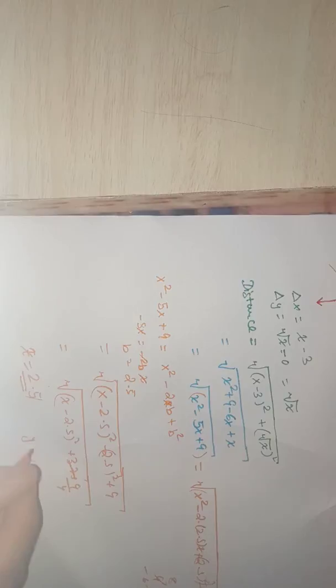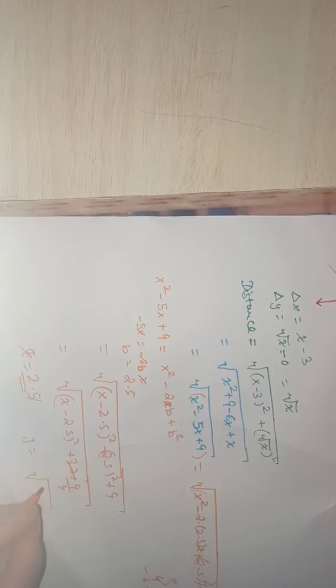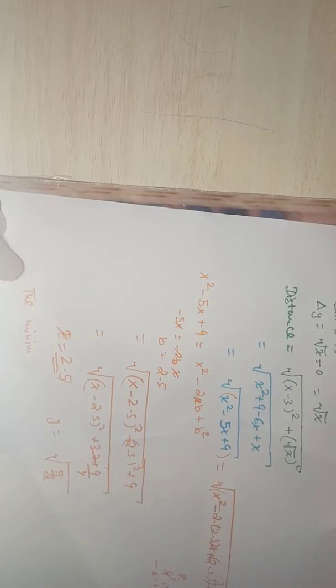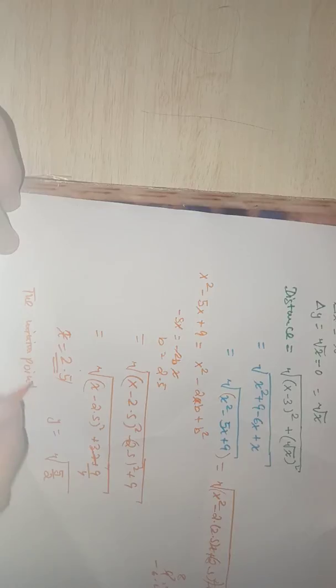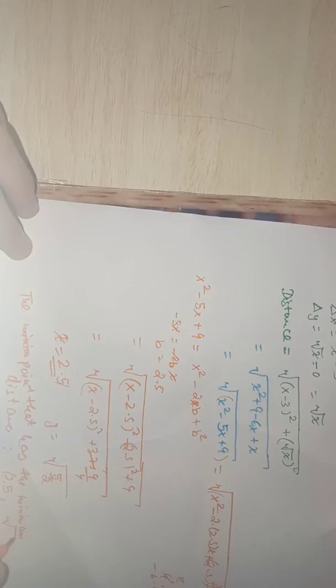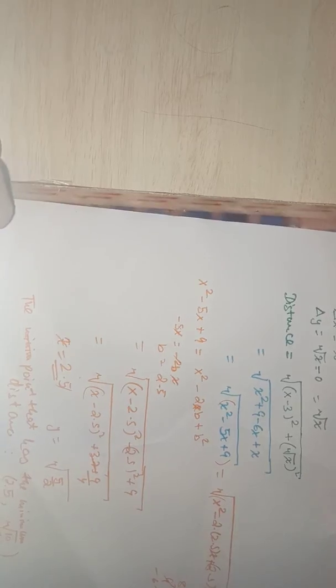And what's the y value at that point? That's root of 5/2. So essentially, to answer the question, the point that has the minimum distance is (2.5, root of 5/2), that's essentially (5/2, root of 10 over 2), and we are done. That's the answer.